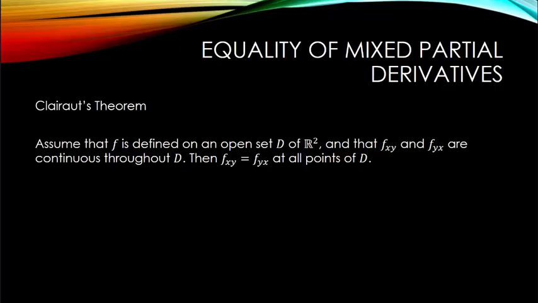There is a theorem on the equality of mixed partial derivatives. It's also known as Clairaut's theorem. We assume that f is defined on an open set D of R2, and that fxy and fyx are continuous throughout the region D. Then fxy will equal fyx at all points of D, so that you can see by Clairaut's theorem, if either of my mixed partial derivatives fails to be continuous on the region of interest, it's very likely that I won't have an equality of the mixed partial derivatives.